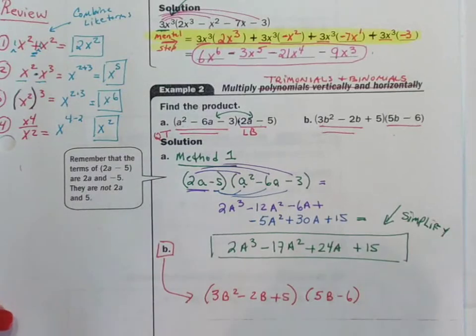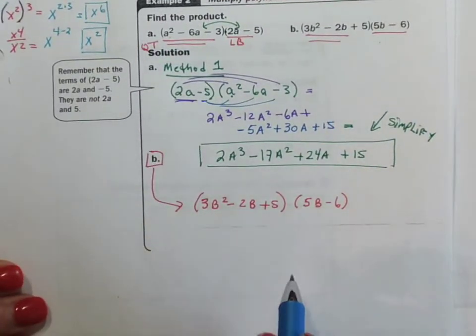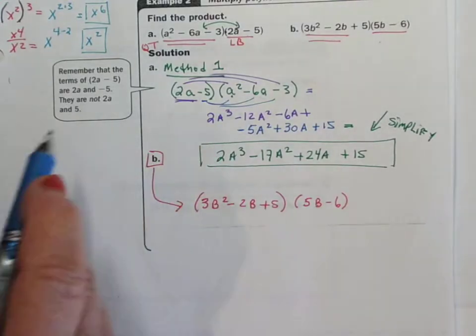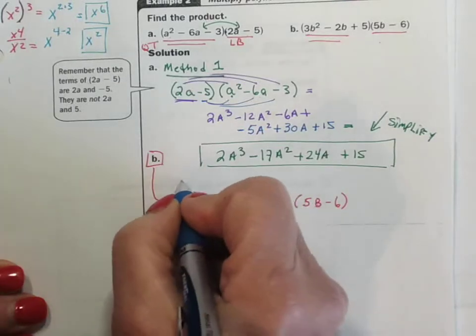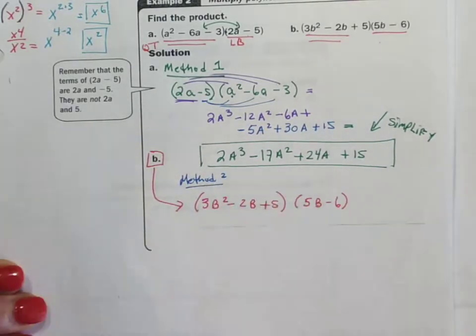And now we're going to do it in the reverse order. And some students have a difficult time going backwards. So both of these methods work. I'm going to call this method 2. And you find the method that works best for you.